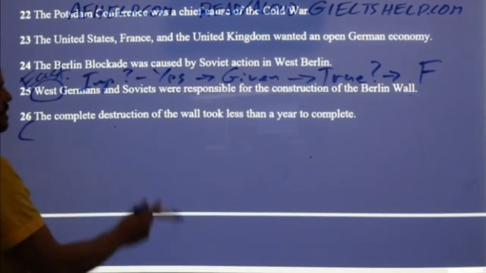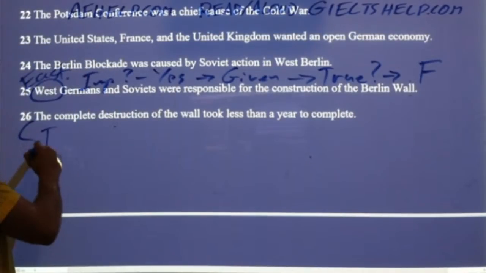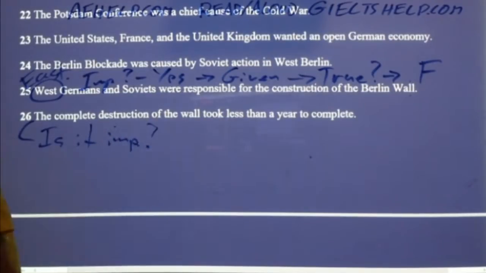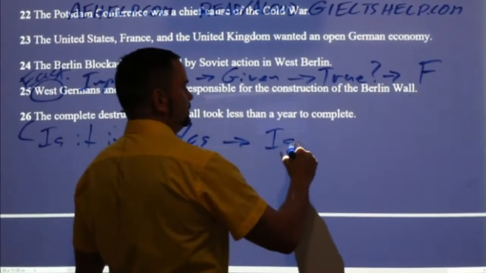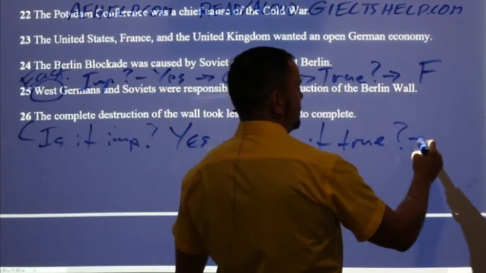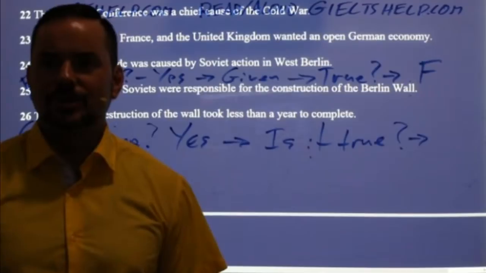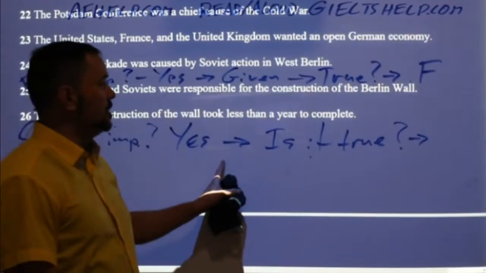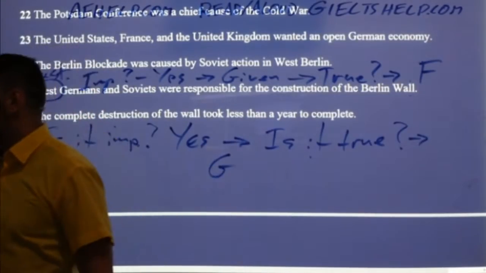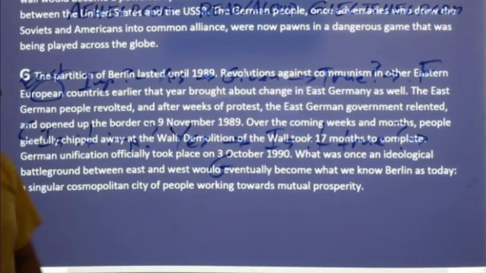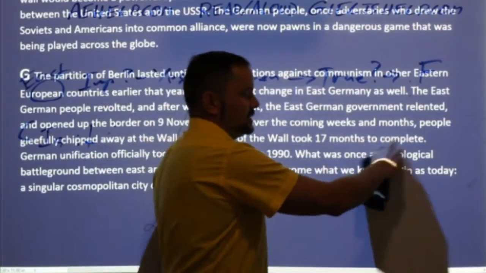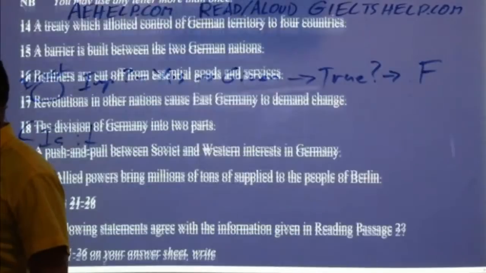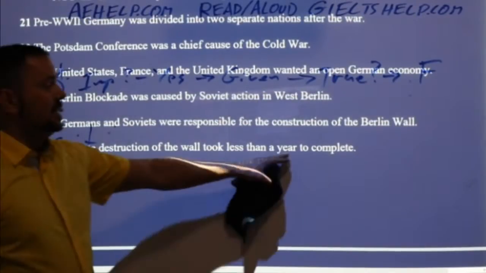Okay, and then the last one. The complete destruction of the wall took less than a year to complete. So is it important? How long the wall took to destroy for the last one? For number 26, yes, it's important. Is it true? I remember exactly how many months because I was surprised how long it took. Okay, check it. If you're not sure, this is paragraph G, right? So we can check, especially if you have enough time. And I remember the answer was here. Demolition of the wall took 17 months to complete. Yeah, very good, Lydia.